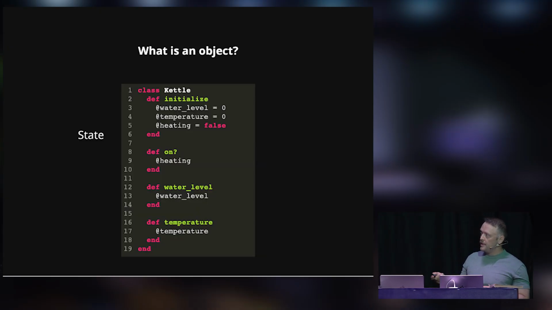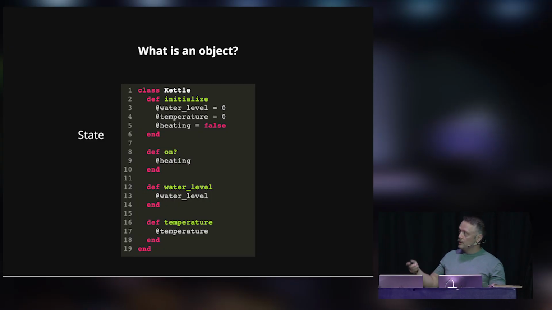And we can do the same thing in object-oriented programming. We can say that our kettles have a water level. We can say that they have temperature and whether they're on or off. We can model the real world.